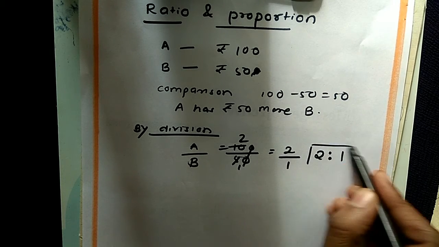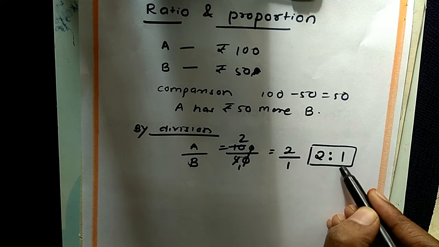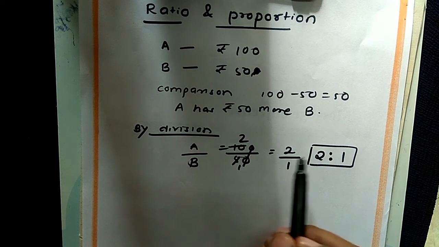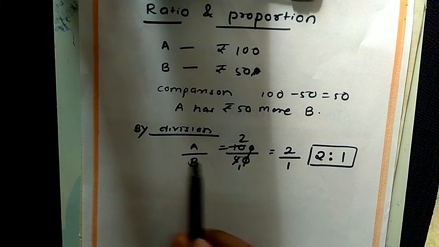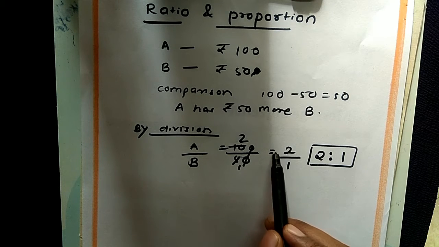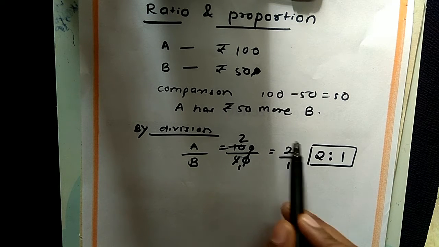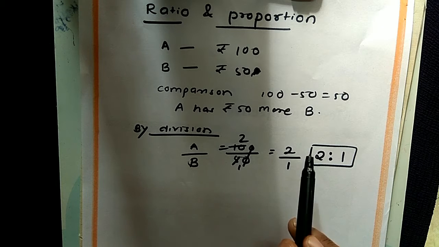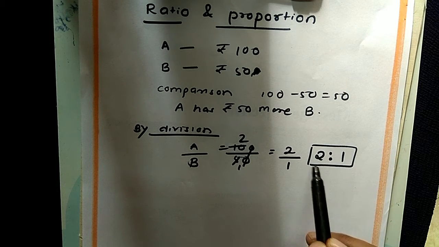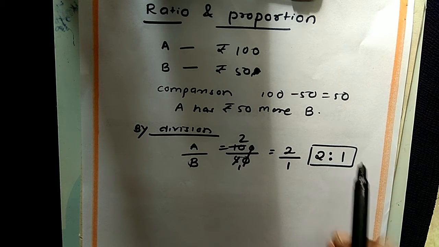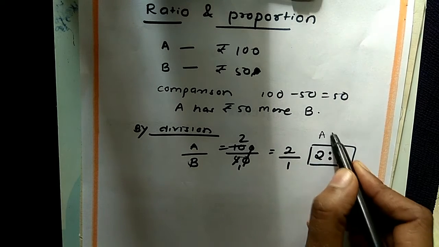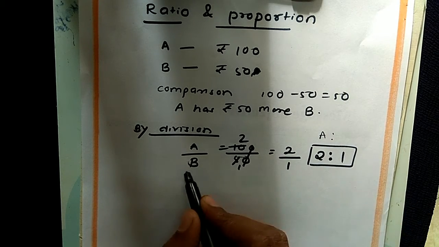So writing this comparison by division in this form is called what? The ratio. This kind of comparison where we use division and write the numerator and denominator in the lowest form is called the ratio. What does it indicate? 2 is to 1 means what? 2 is for the person A, and 1 is for the person B.